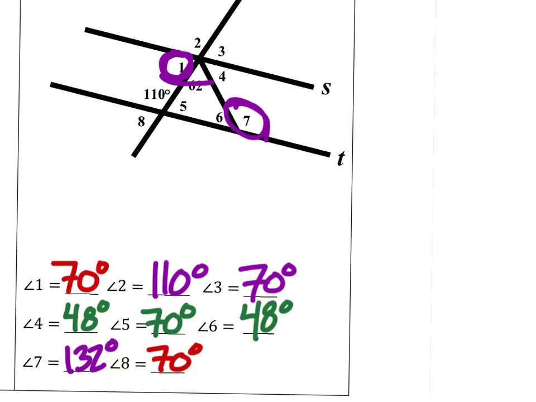Some of you probably have questions on angle 4 as well. Well, angle 4 and the 62 degree angle are alternate interior with 110 degrees. So these two angles have to equal 110 degrees as well. So I did 110 minus 62, and that gave me the 48 degrees for angle 4. The rest of these just come from angle relationships or straight angle relationships.